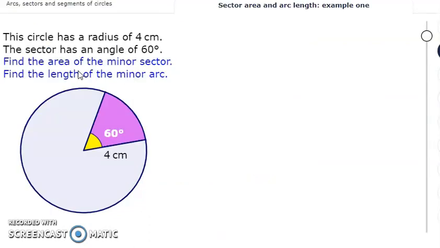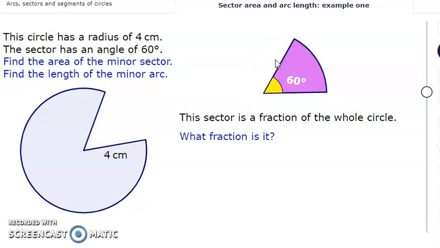Now, finding area of minor sector. So here is a circle whose radius is 4 cm and the sector inside it has an angle of 60 degree, and we are required to find the area of this minor sector. This sector area we have to find. This sector is a fraction of the whole circle, so we need to find out what fraction it is.